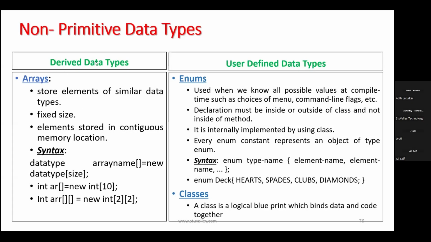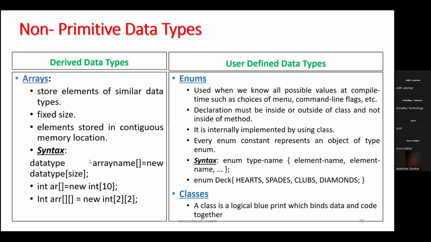Along with the primitive types, we have seen non-primitive data types. In non-primitive data types, there are two different types: user-defined data types and derived data types. From the derived data types, we are going to see arrays today. Arrays are nothing but they store similar type of data.